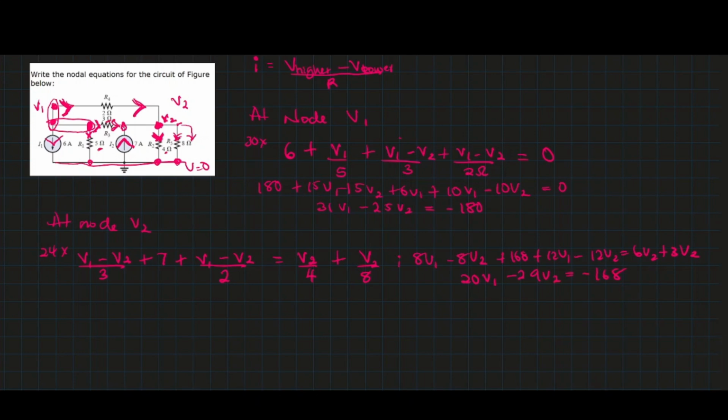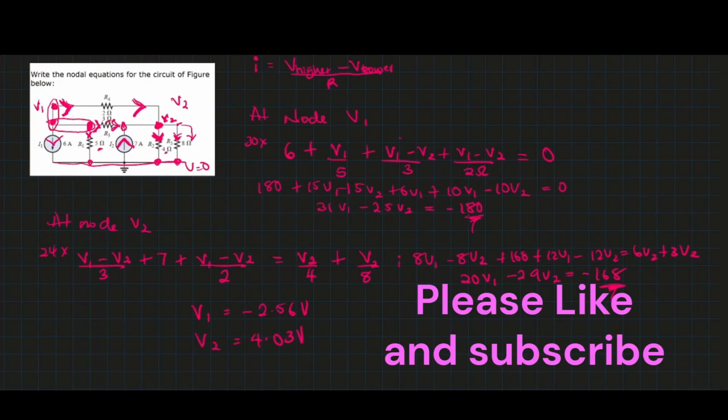Now you notice that these are the nodal equations, and these are simultaneous equations. You can solve simultaneous equations. V1 will now be equal to minus 2.56 volts, and V2 is equal to 4.03 volts. That's your final answer.